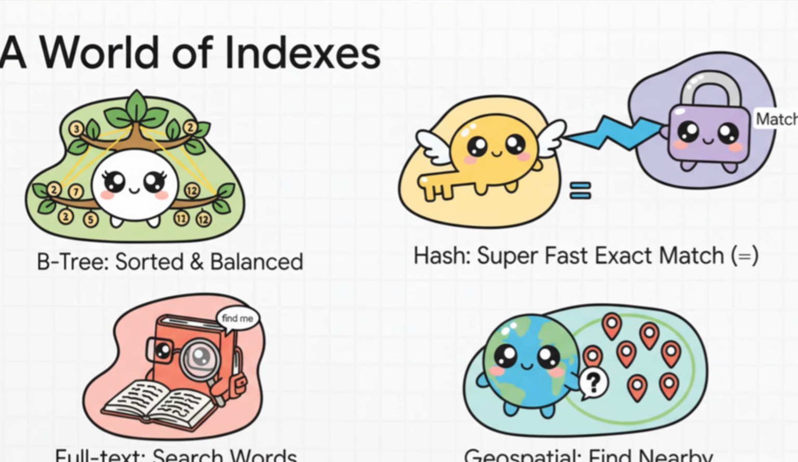And just to give you a taste, beyond these basics, there's a whole world of specialized indexes out there. The B tree is kind of the default, the all-around workhorse. But for specific problems, you need a specific tool. Need a super fast lookup for an exact email address? That's a hash index. Searching for keywords inside a blog post? You need a full-text index. And finding all the cafes within a mile of you? Yep, that's a job for a geospatial index.